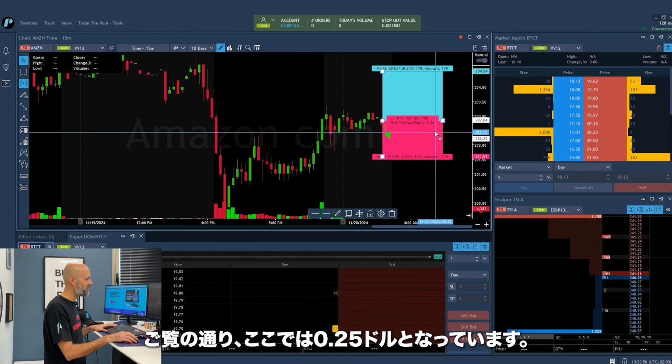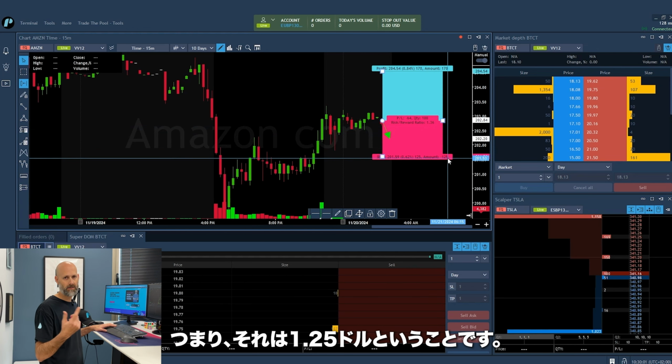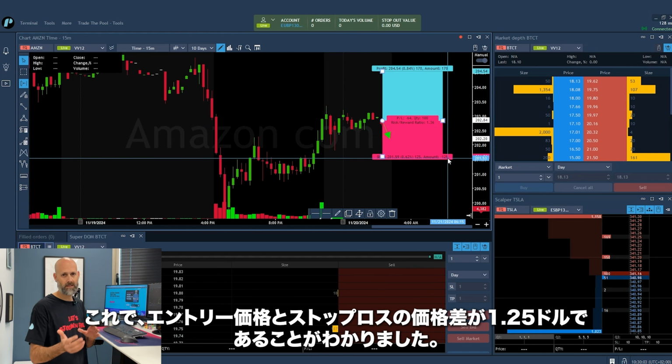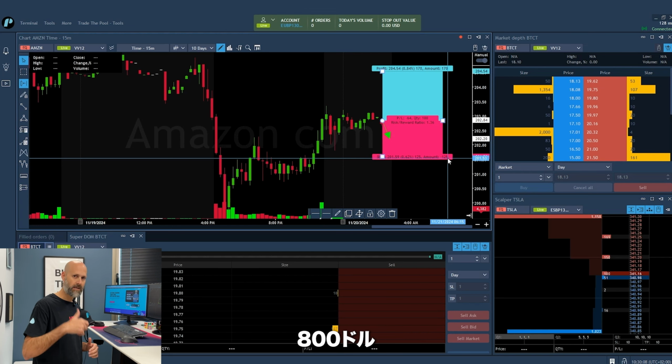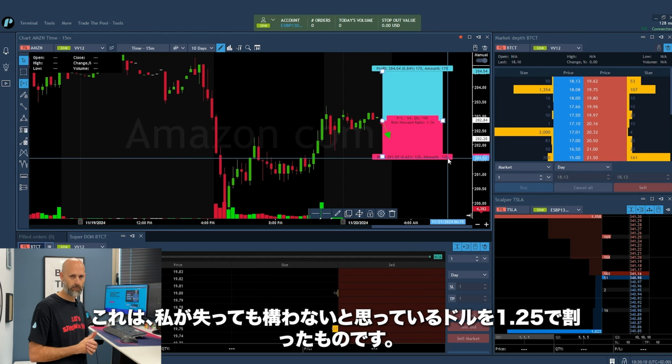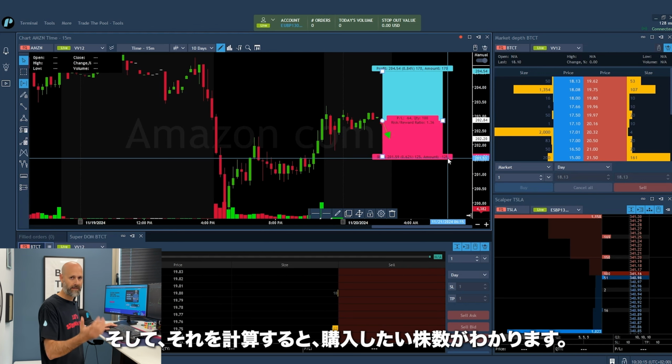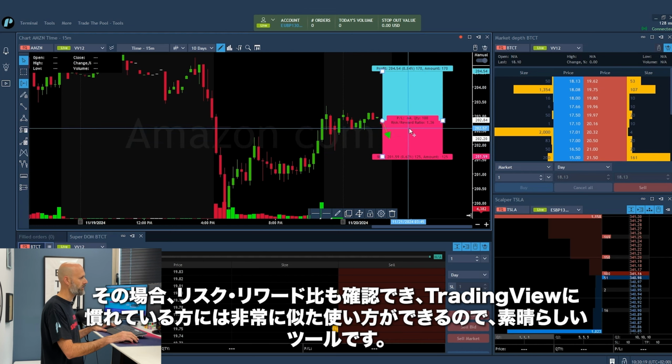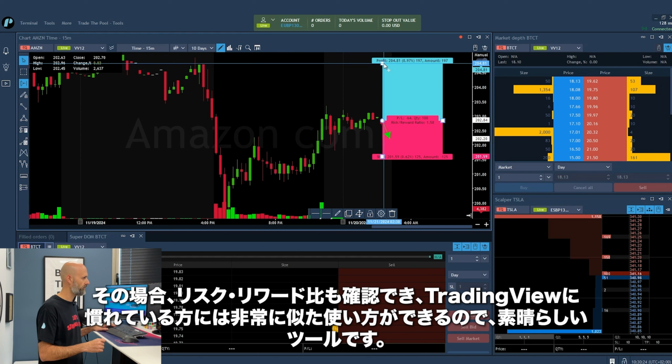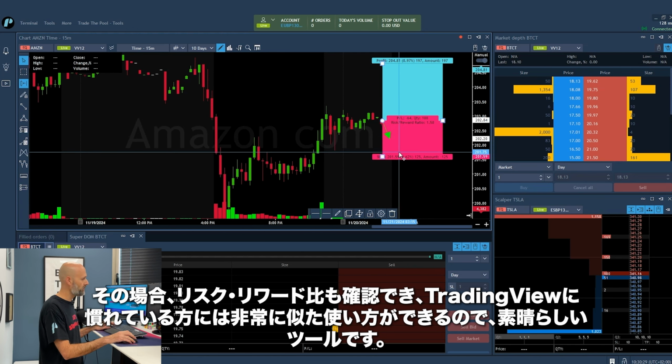In that example, as you can see, we have 125 cents, so that means $1.25. Now I know that the difference between my entry and my stop loss is $1.25. $800, that's the dollar amount that I'm willing to lose, divided by 125, and that will give me the number of shares I want to buy. In that case, you can also see the risk reward ratio, and I can play with it, very similar to TradingView, for those of you familiar with it, and that's a great tool to use.